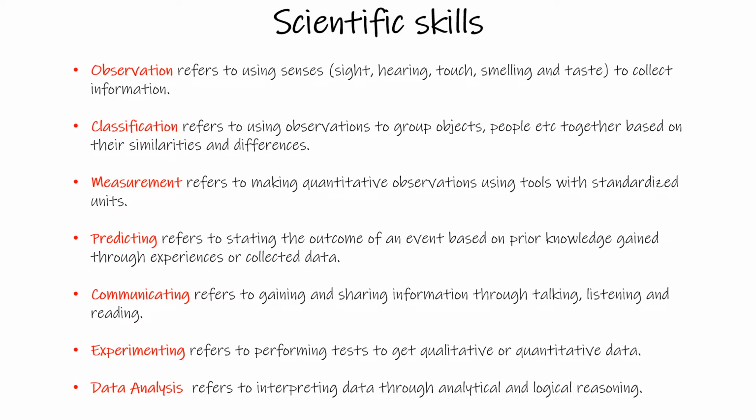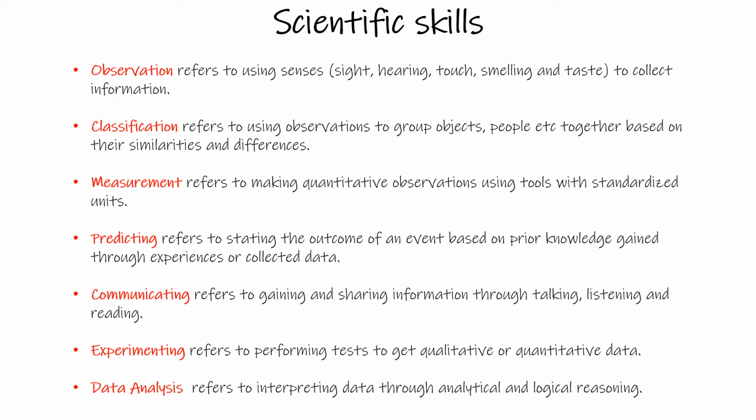Another skill that scientists use is predicting, which refers to stating the outcome of an event based on prior knowledge gained through experiences or collected data. Another scientific skill is communicating, which refers to gaining and sharing information through talking, listening, and reading. An example of communicating is you watching this video. So while watching this video, you're gaining information about scientific skills.